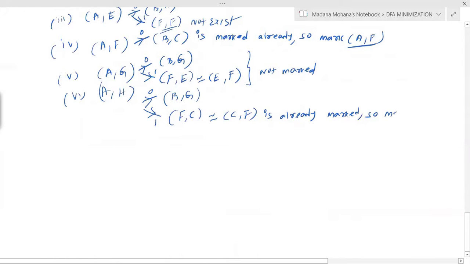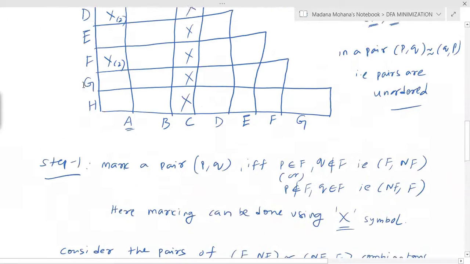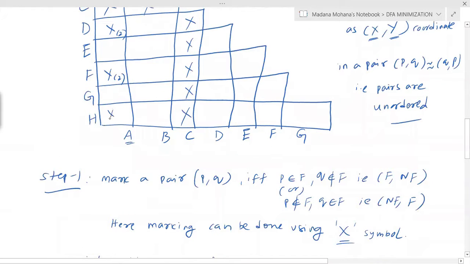So mark A comma H. Now you have to mark A to H. This is also in the second step. The same process we can repeat for all other pairs.